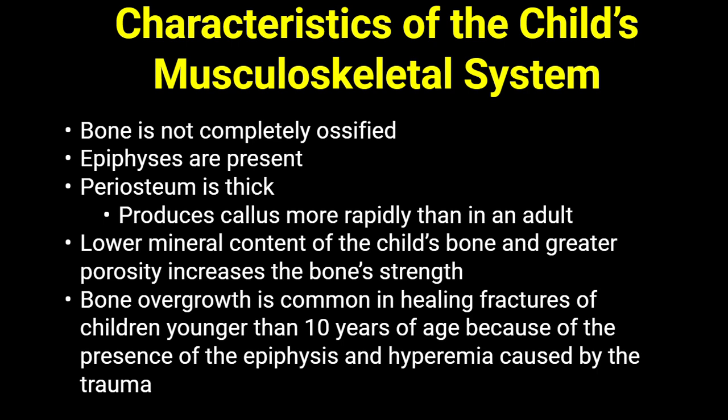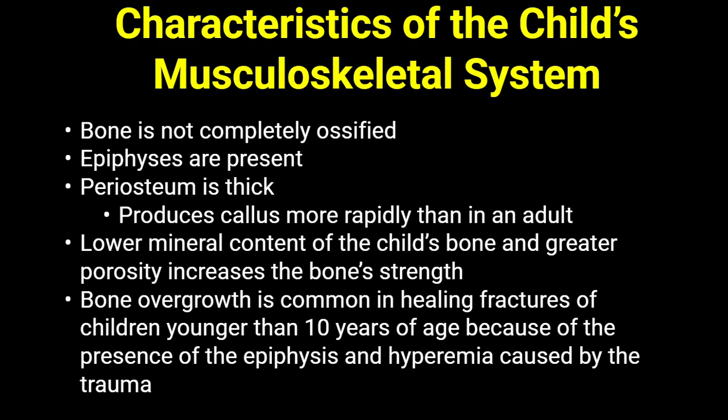Another important feature is the presence of the epiphyses, also known as the growth plates. These are areas of cartilage located near the ends of long bones where bone growth occurs. Growth plates are actually the weakest part of a child's bone, making them particularly susceptible to injury. Damage to a growth plate can interfere with normal bone growth and may lead to limb length discrepancies or deformities if not recognized and treated appropriately.